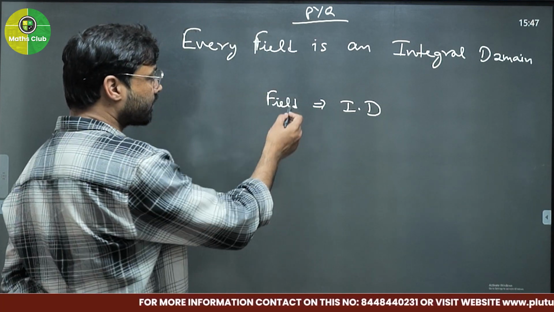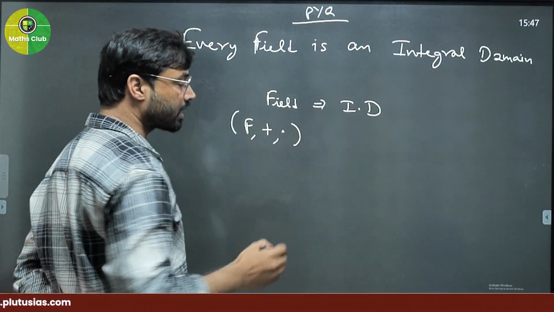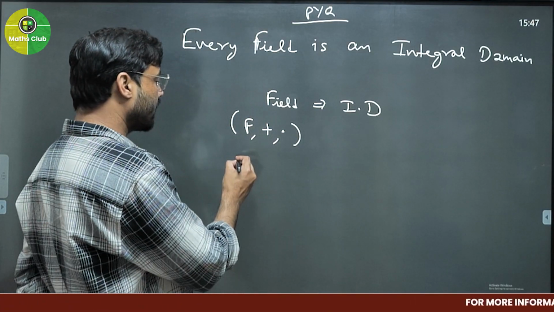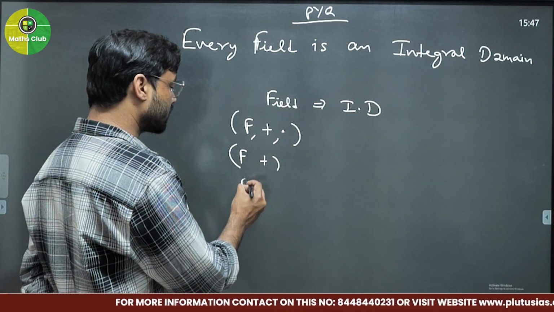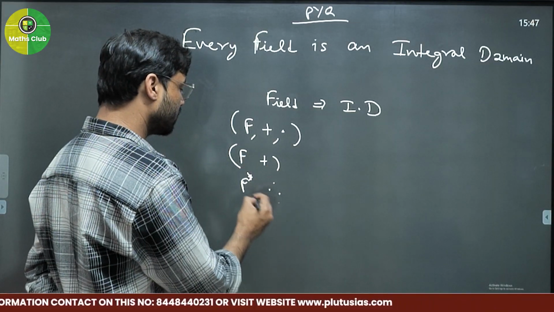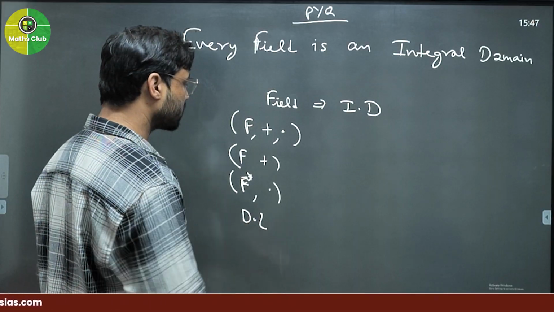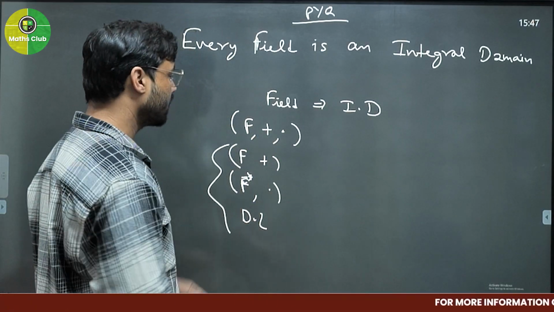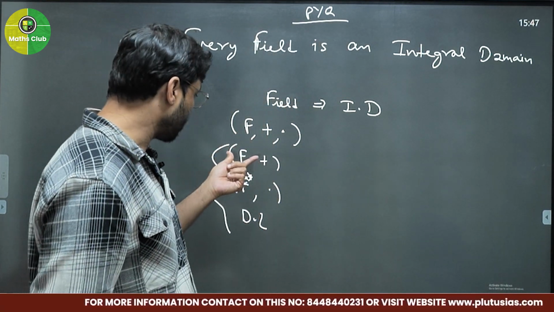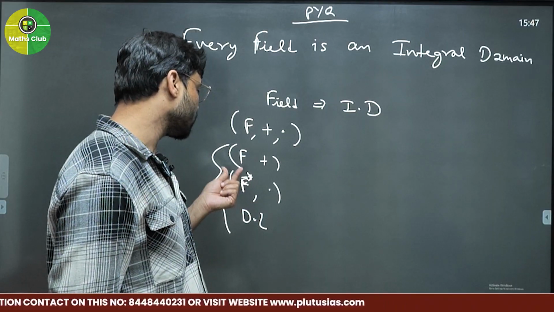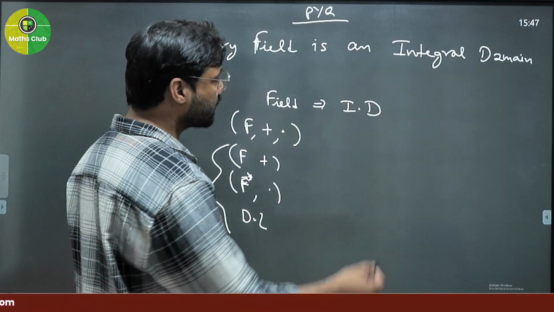So first, what is a field actually? Suppose (F, +, ·) is an algebraic structure. When this is a field, you know that F with plus is commutative, and F star, that means the non-zero elements of F, form a commutative group with respect to multiplication, and the distributive law holds. So any field means F with plus is an abelian group, F star also forms a group with respect to multiplication, and the distributive law holds.